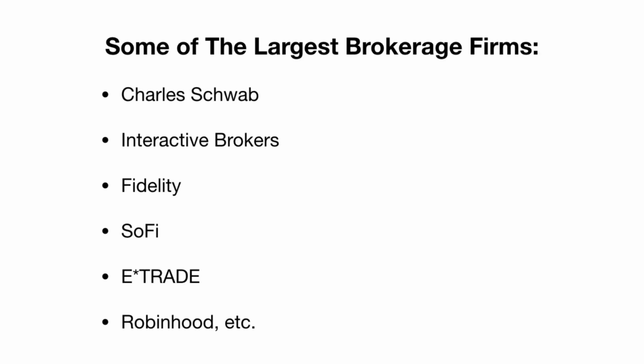Examples of brokerage firms: Charles Schwab, one of the largest brokers in the United States, provides access to stocks, options, and ETFs, as well as the Thinkorswim trading platform. Interactive Brokers, a professional trading platform offering broad access to international markets. Fidelity Investments, a large investment company with extensive analytics and educational resources.